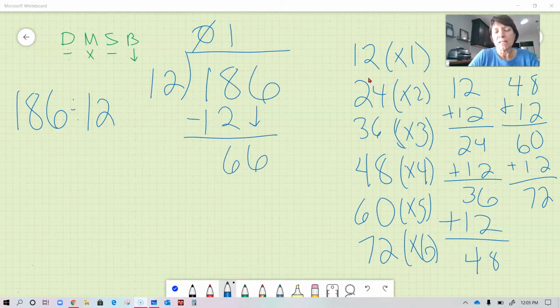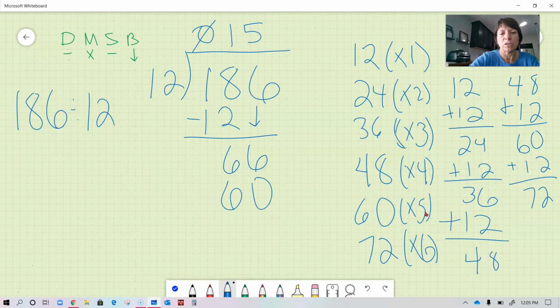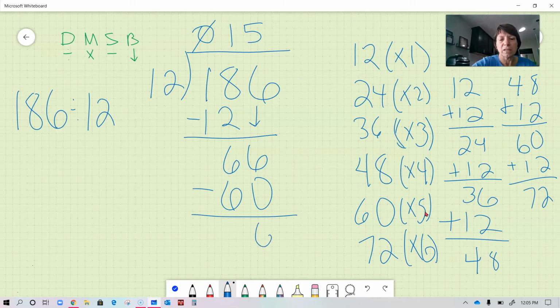Now we subtract. 18 minus 12 is 6. Bring down our next 6 there, so we see that we're dividing 12 into 66 now. So we look at our list over here and see which number comes closest to 66 without going over. And we can see, of course, that it's this 60 right here, which means that 12 is going to go into 66 5 times. So we put the 5 above our 6, and then we know by looking at our list that 12 times 5 has to be 60. Subtract 66 minus 60, and we get a 6 there.